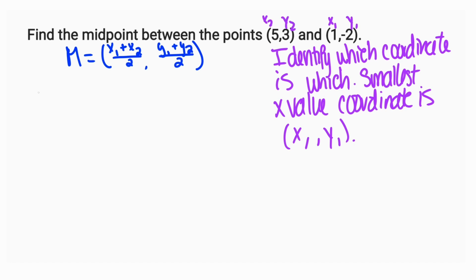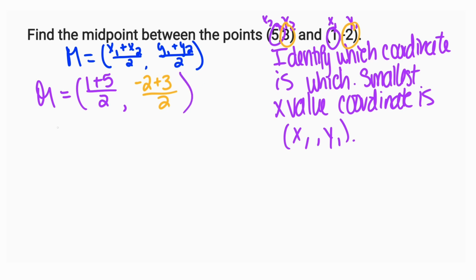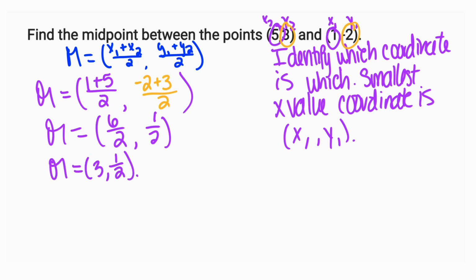So that would make 1, negative 2, x1, y1, and 5, 3, x2, y2. So we would get 1 plus 5 over 2 as our x coordinate, and 3 plus negative 2, or negative 2 plus 3, over 2 as our y coordinate. As you can tell, we don't necessarily write out a formula per se. It's more like a point where you're plugging in values and then you just simplify. So we would get our midpoint to be 3, 1/2, which, what does this look like exactly?